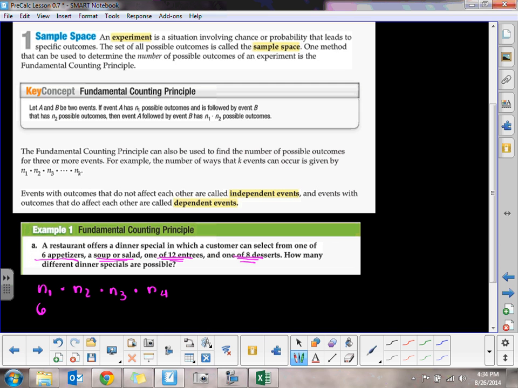So there are 6 different appetizers that we can choose. There are 2 choices for our soup or salad. For our third event, we get to choose 1 of 12, so we have 12 choices. And our fourth event is out of 8 desserts. Now, if we multiply these 4 numbers together, it'll tell us how many dinner specials we could order on any given day at this restaurant. So we'll take 6 times 2 times 12 times 8, and it gives us 1,152 possible outcomes. So that's how many different meals we could possibly get from their menu.